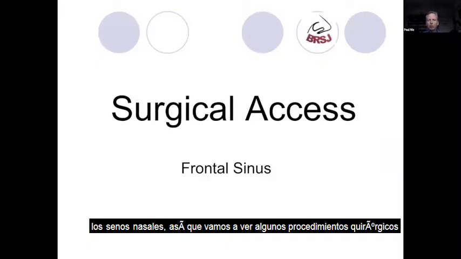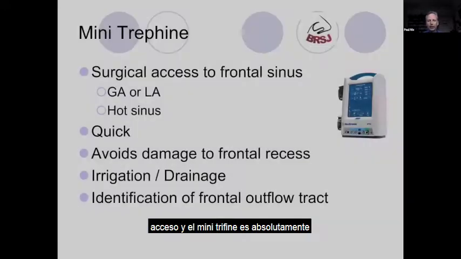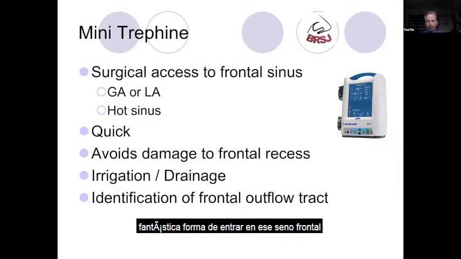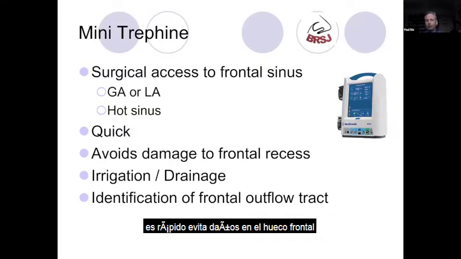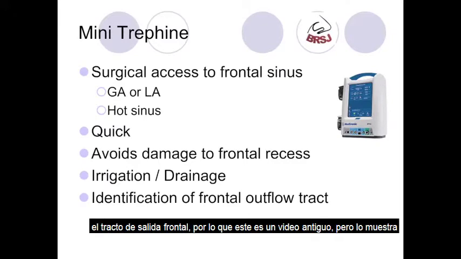So, let's look at some simple surgical access. The mini trephine is an absolutely fantastic way of getting into the frontal sinus. It can be done under a general anaesthetic or a local anaesthetic. It's specifically good if you're thinking about having to operate on a hot sinus, i.e. an acute infection in the frontal sinus. It's quick, it avoids damage to the frontal recess, which is a really important bit, and you're able to irrigate and drain the frontal sinus. It's also useful if you want to identify the frontal outflow tract.